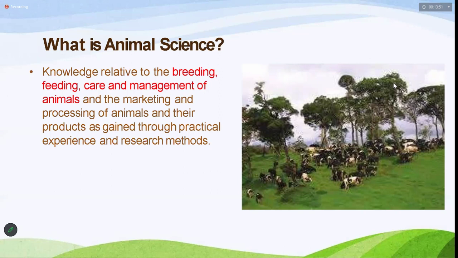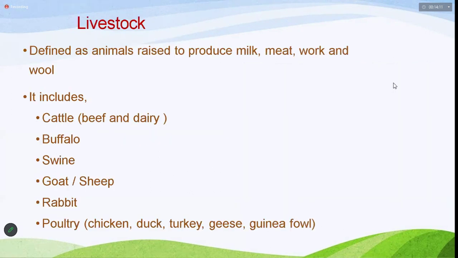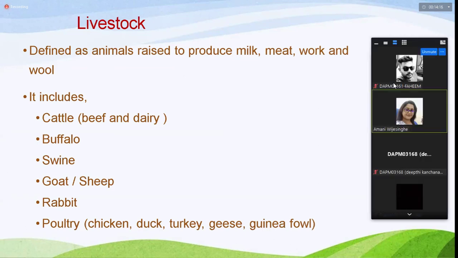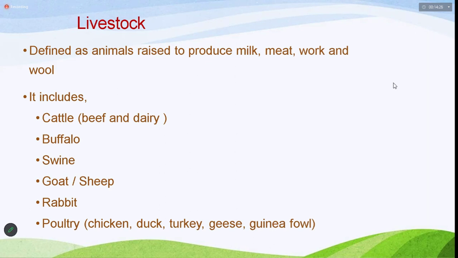So simply, it is the knowledge relating to the breeding, feeding, caring, and management of animals. The animals mean those who have four legs, okay? And their products are gained through practical experience and research methods. Under livestock, they define it as animals raised to produce milk, meat, work, and wool, okay? It includes cattle, buffalo, swine, goat and sheep, rabbit, and poultry.